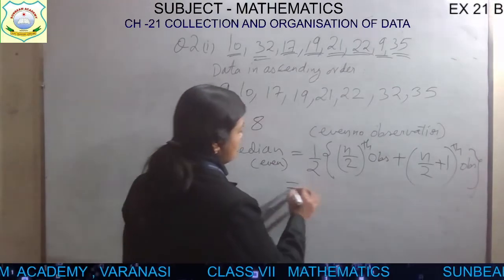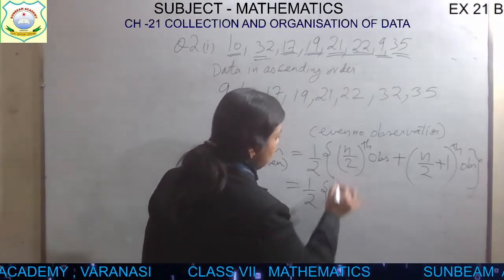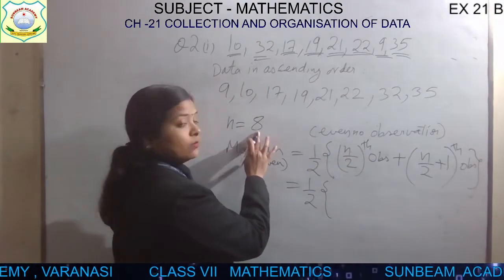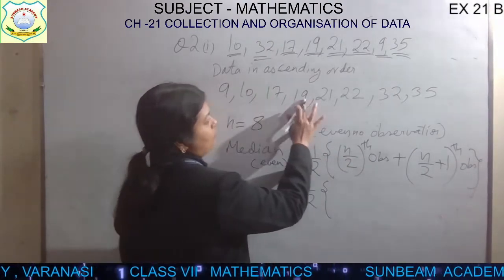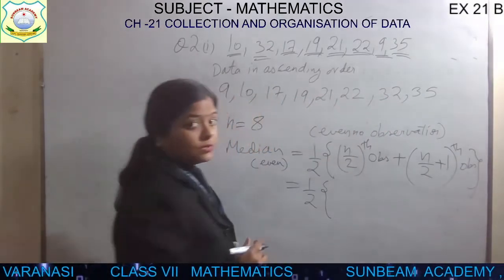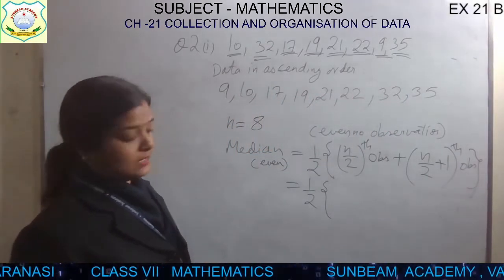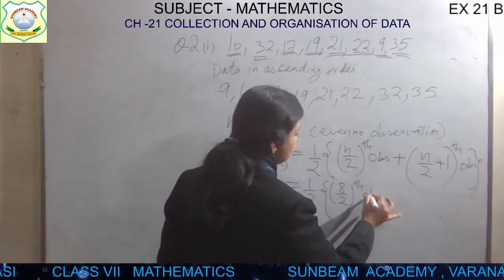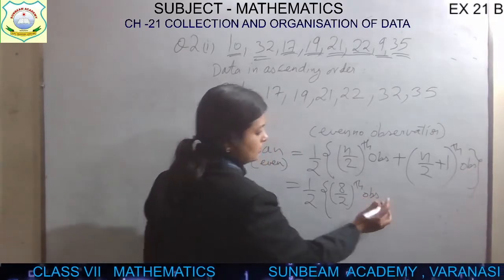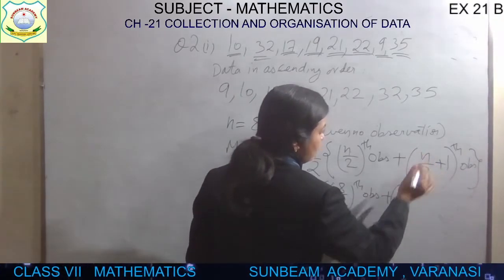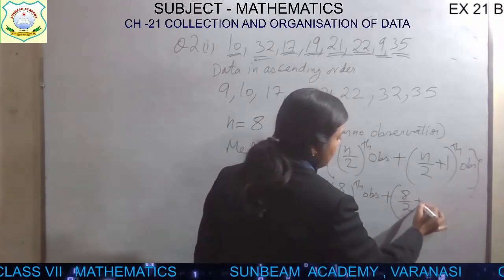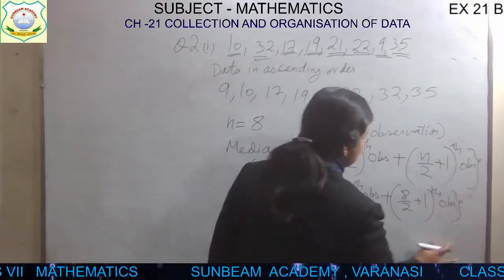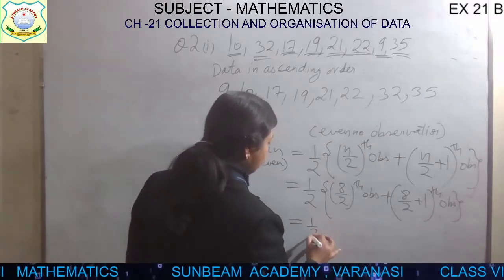Now let's solve. Half will remain half. What is n? n is 8. Why 8? 1, 2, 3, 4, 5, 6, 7, 8. 8 observations are given. That's why n is 8. So write down 8 by 2th observation, plus 8 by 2 plus 1th observation.